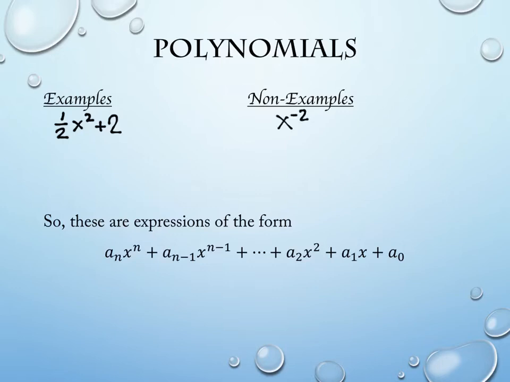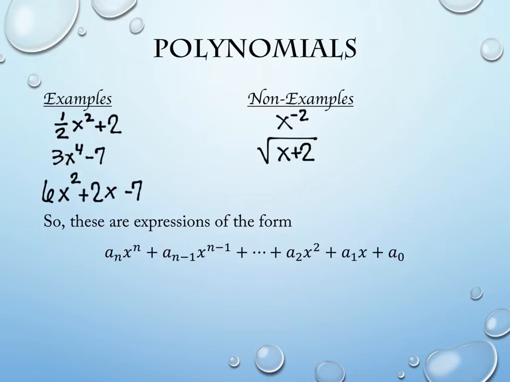Whereas x to the negative 2 is not a polynomial. Another example of polynomial would be 3x to the 4th minus 7. Another non-example would be the square root of x plus 2. We'll do one more. One more example of a polynomial would be something like 6x squared plus 2x minus 7. And an example of something that's not a polynomial is 1 over x squared plus 1.